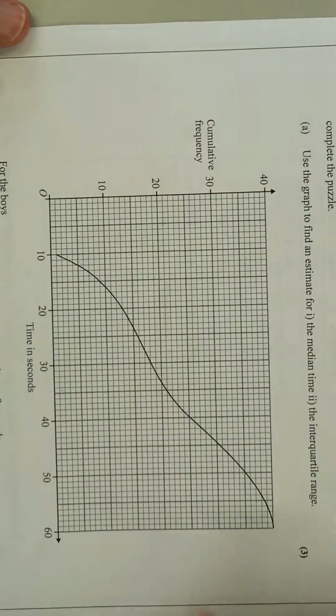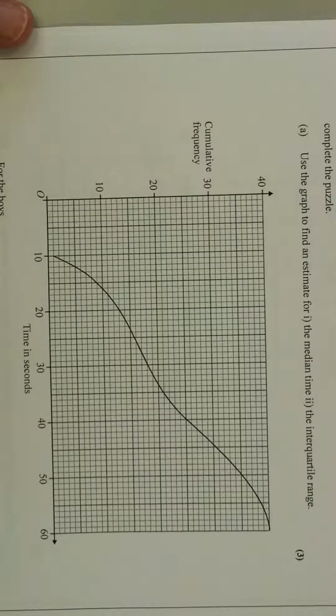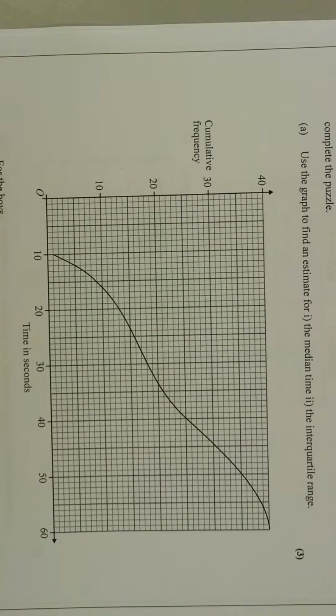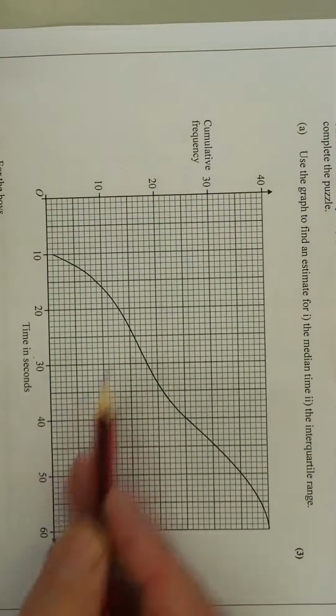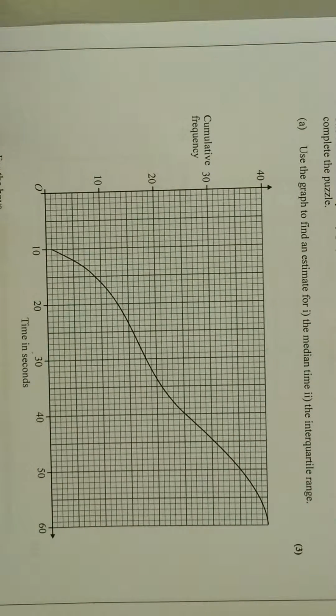It says that there are 40 boys each completed a puzzle. The cumulative frequency graph below gives the information about the times it took them to complete the puzzle. Use the graph to find an estimate for the median time and the interquartile range. The reason why it says find an estimate is because it's a graph and the information when we take the values up and across or across and down are not exact. That's why it says find an estimate.